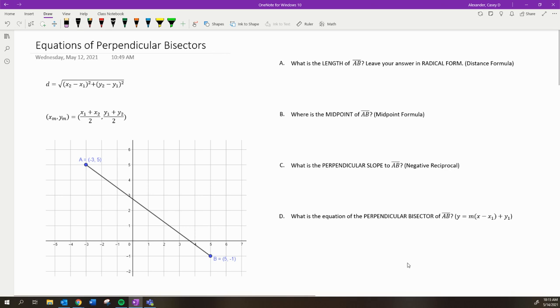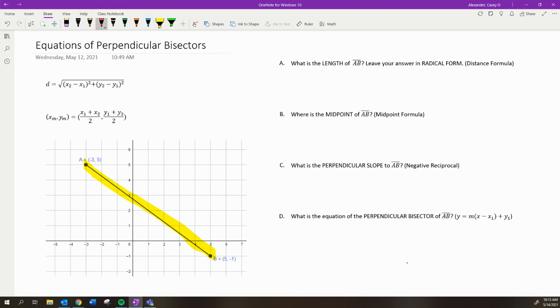We're talking today about how to write the equation of, and also how to graph, a perpendicular bisector in the coordinate plane. This is actually a do now that we did in class on Thursday and Friday, May 13th and 14th. The first thing I asked everybody to do was to find the length of this line, and that's actually a review from another video where we learned about the distance formula.